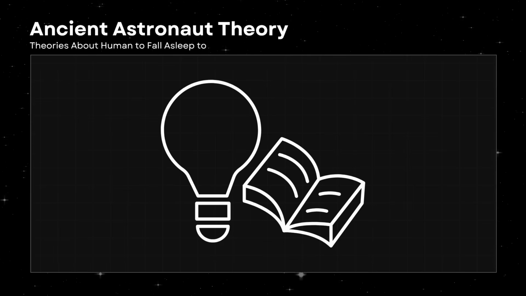Still, supporters of the theory argue that too many examples line up. They say that similar stories appear across cultures that had no contact with each other. For example, gods coming from the sky are found in many parts of the world.